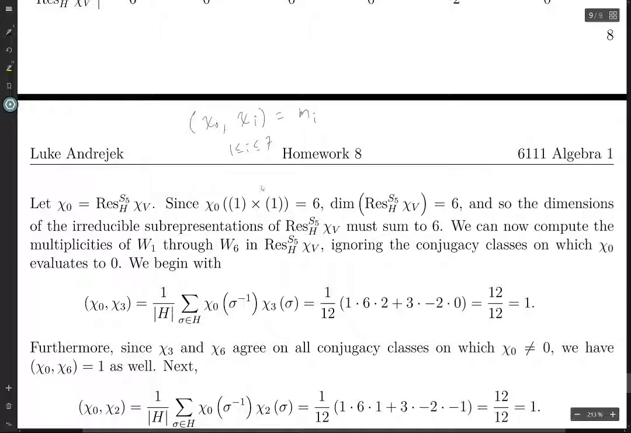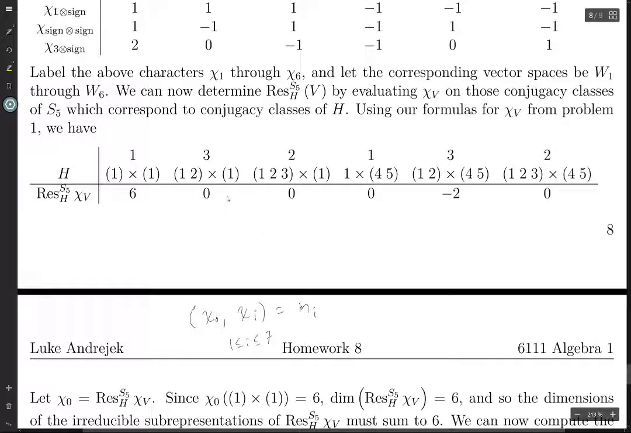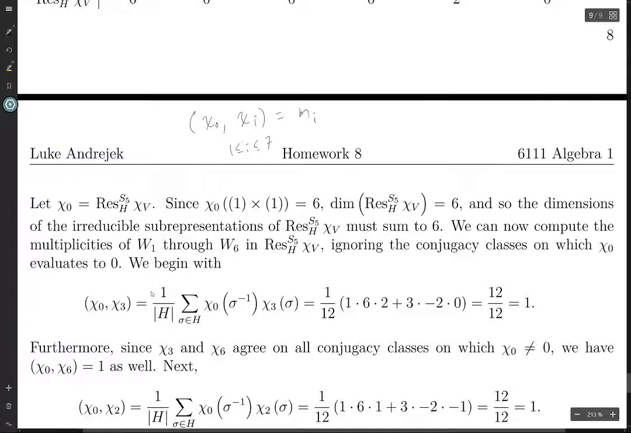All right, so let's do that. Basically, we do the same computation that we usually use, but we're going to ignore all the conjugacy classes that evaluate to 0. So here we want to take this inner product, so it's 1 over the order of the group, the sum over all things in the group, chi0 of sigma inverse, chi3 of sigma.